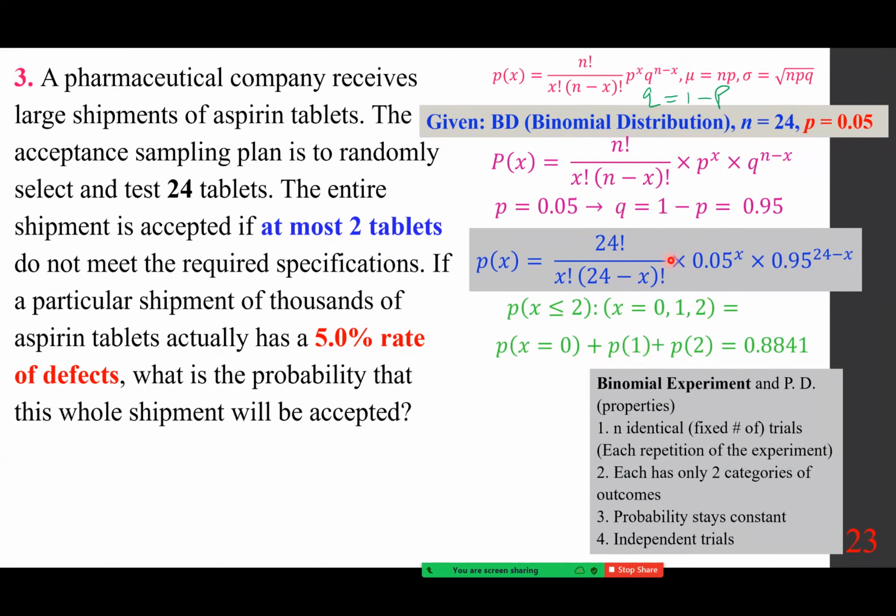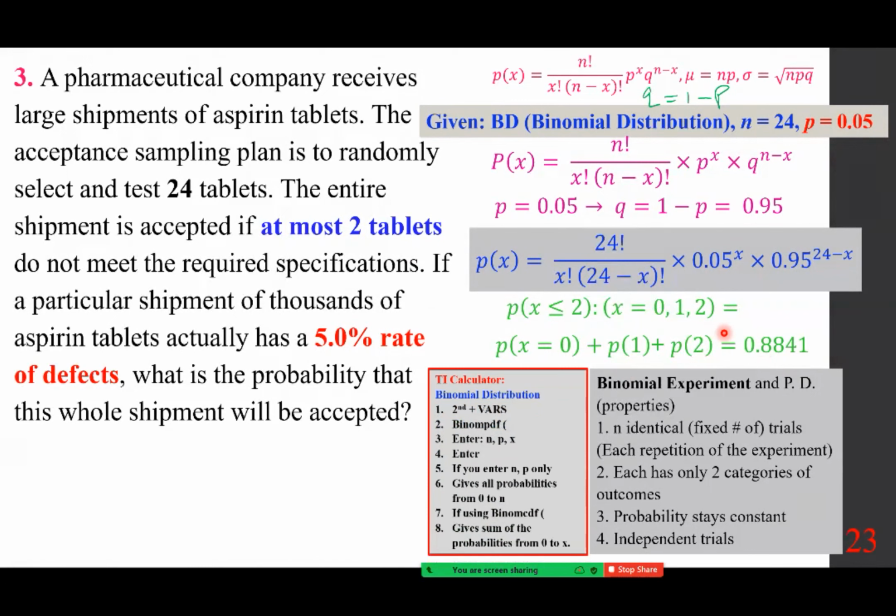If we plug in 0 and then 1 and then 2, by the way, X equals 0, shorthand notation, just P of 0, P of 1, and we add them up, we get this one. You don't have to calculate this by hand, but it can be done. Again, into this formula, replace the X with 0 gives you a number, 1 gives you another number, 2 gives you another number, add them up. However, we can use a calculator.